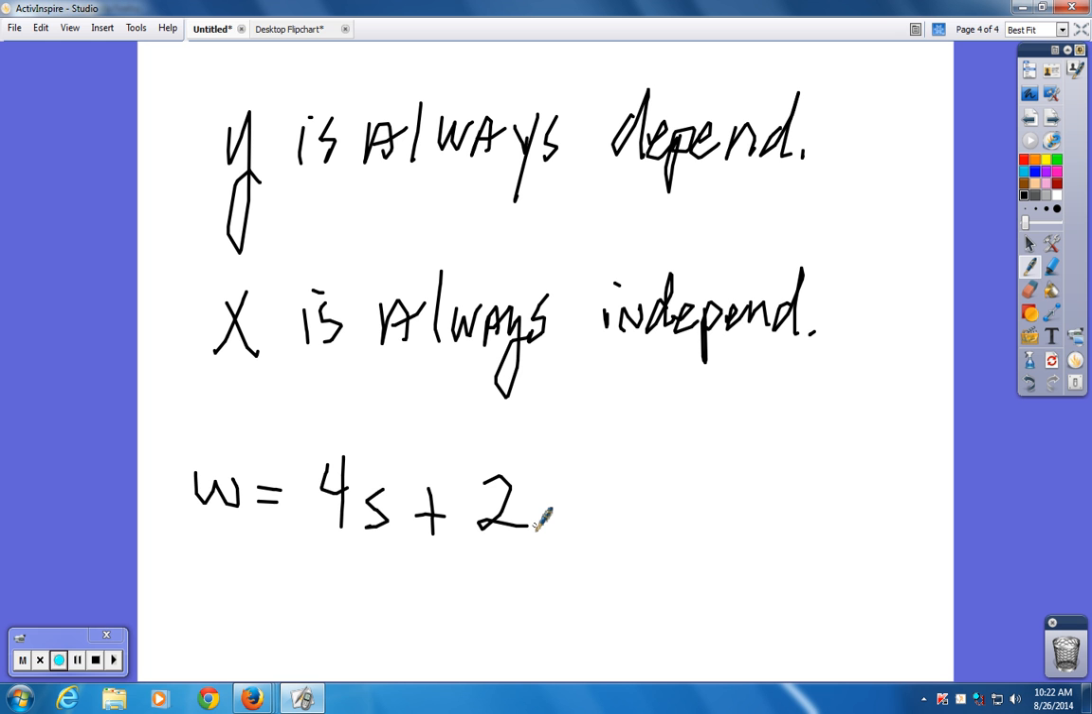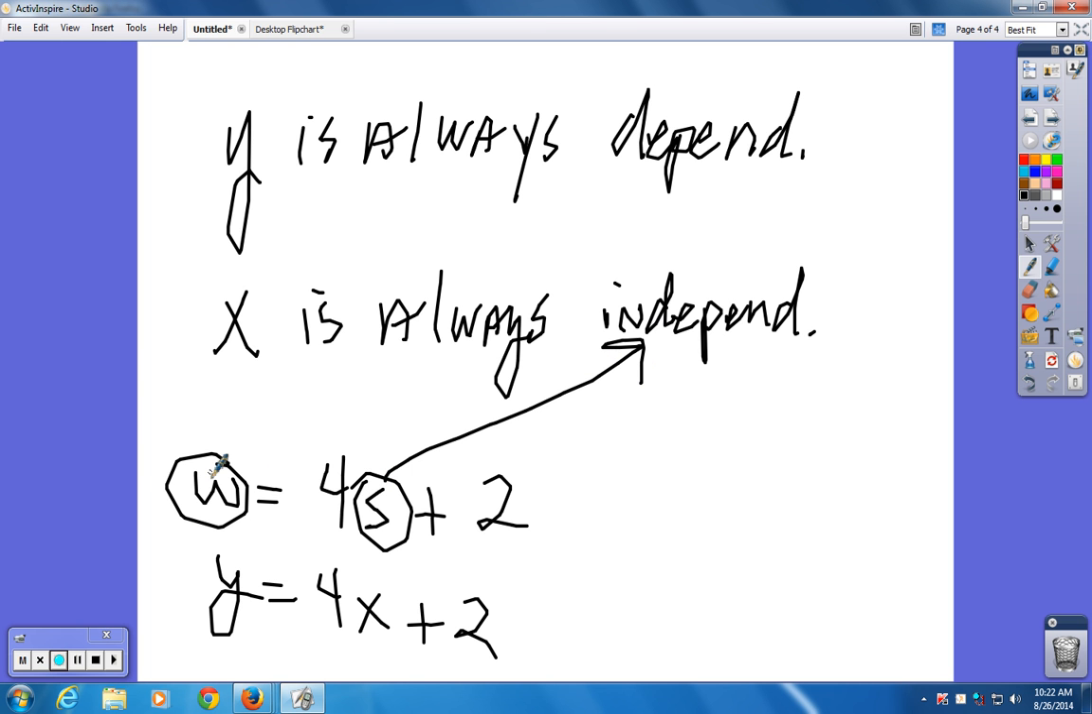Good, because this one is in the what position? X position. You can rewrite this as Y is equal to 4x plus 2. So this one is independent, and W is dependent. And see, that's why students get confused in science. How did you know that that variable was dependent? How did you know that that variable was independent? Because you put it in form of Y and X, and you see which one's dependent and which one's not. Okay? So if you didn't learn anything out of class today, at least you learned this.